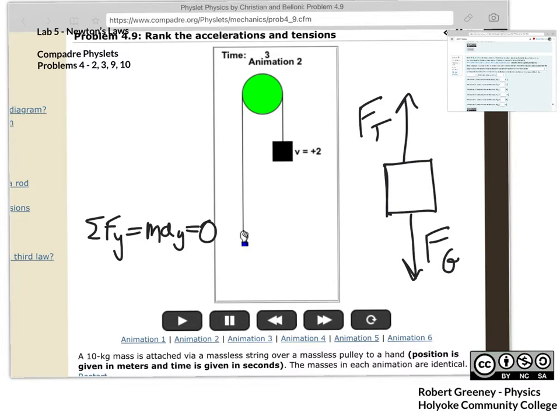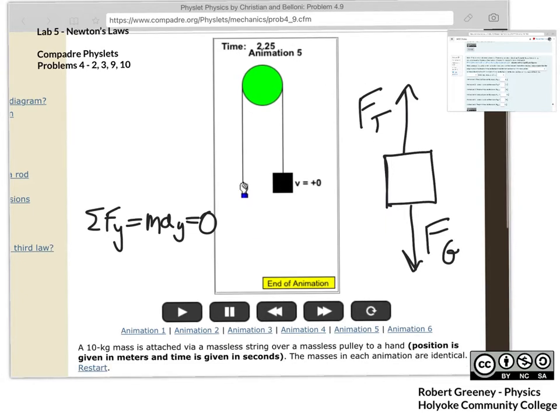So, contrary to what you might think at first, these are all equivalent. They're all situations where the sum of the force in the y direction is 0, and the up force, the tension in the string, has to be equal to the down force, the force of gravity, which of course, we're just learning this week, is mg, the mass times g.